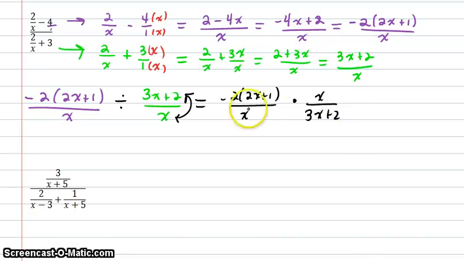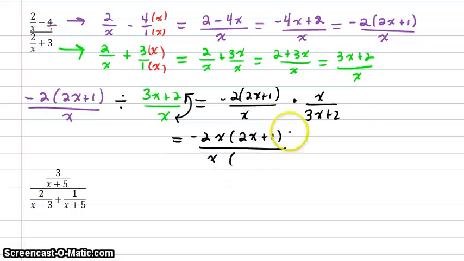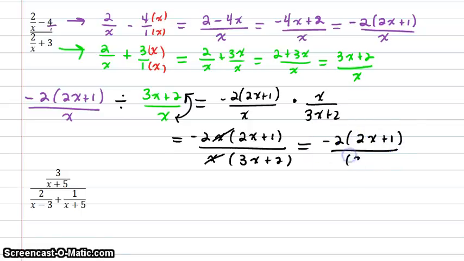Okay, now when we're multiplying, you don't need a common denominator. We can simply multiply across, so we have negative 2 times x times 2x plus 1, and on the bottom I have x times 3x plus 2. Notice since x is a factor of the top and the bottom, those cancel out, and we're left with negative 2 times 2x plus 1 over 3x plus 2. And that's your final answer, because we can't cancel out any other factors.